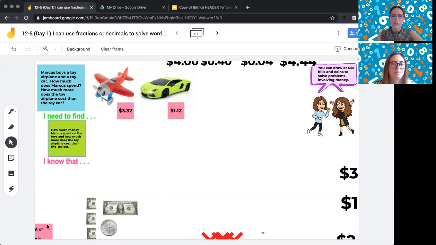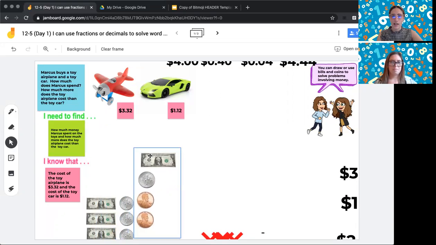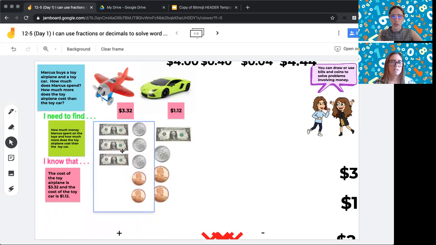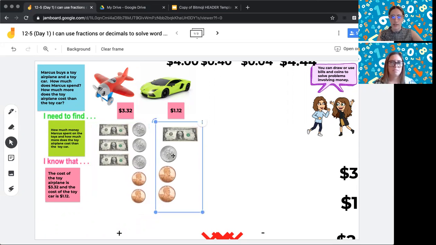Great. What do we already know? So I know that the cost of the toy airplane is $3.32, and I know that the cost of the toy car is $1.12. Great. I actually brought us some play money to look at the prices. So we have $3.32 for the airplane and $1.12 for the car.